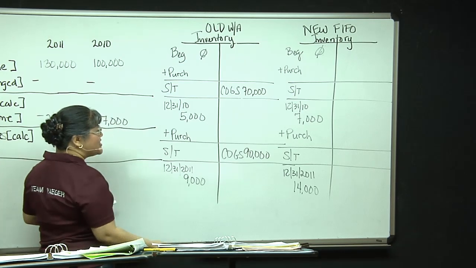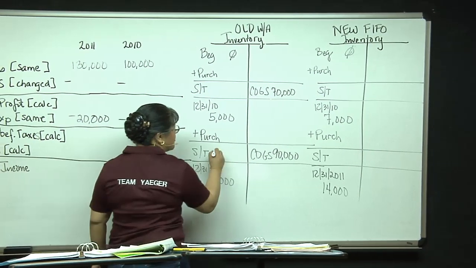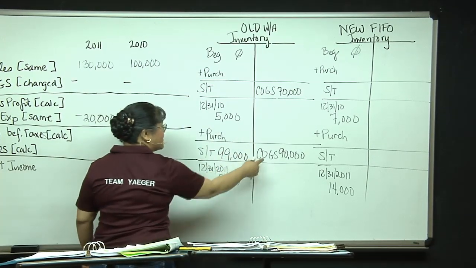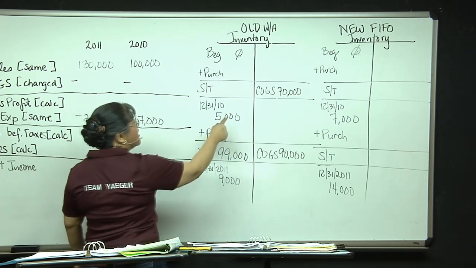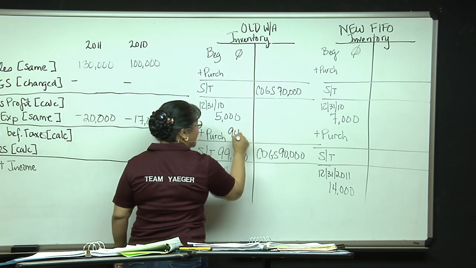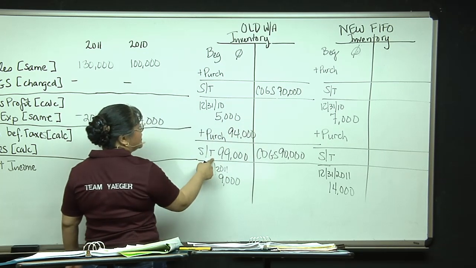So now I can back into things. A subtotal, something minus 9,000 equals 90,000. So I can tell that this is 99,000, because 99 minus 9 equals 90. Then the purchases, 5,000 plus something equals 99,000. I could tell you that's 94,000 because 5,000 plus 94,000 equals 99,000.